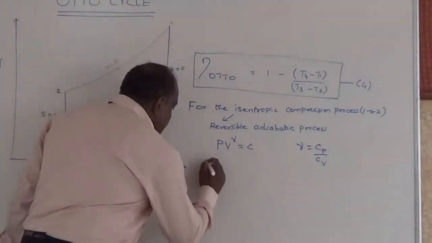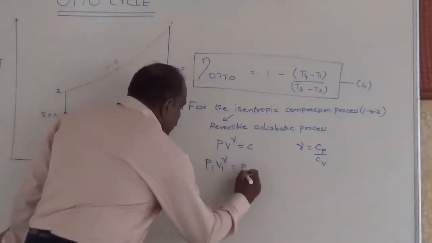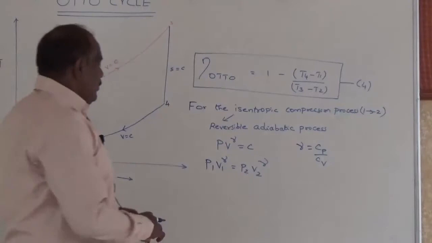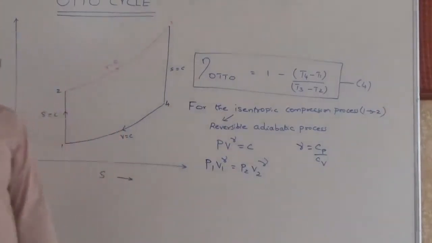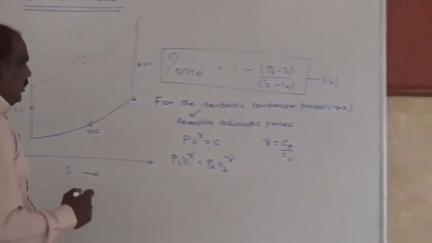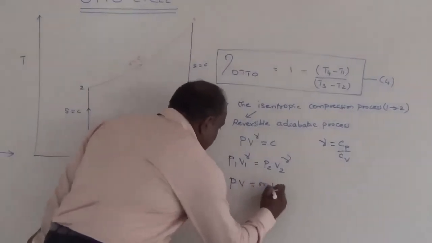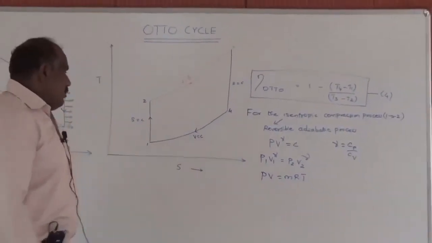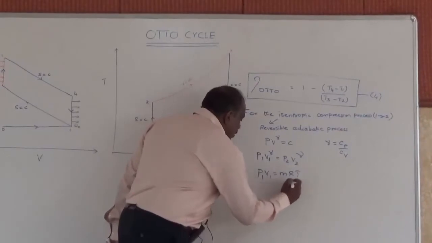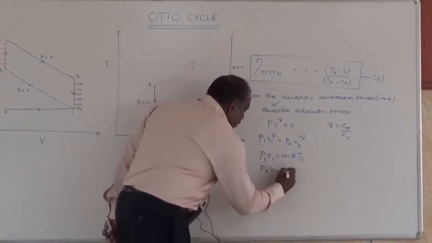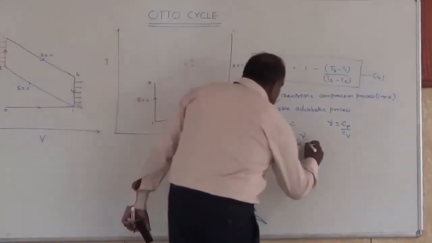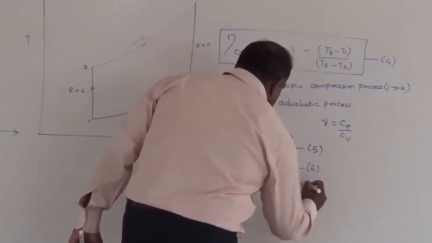Now the same can also hold good like this: P1 V1 power gamma equal to P2 V2 power gamma, since it is an adiabatic process. We also assume that the fluid mixture or the air mixture is an ideal gas, which means we can invoke the equation PV equal to mRT. And this equation can be applied for all these points, namely 1, 2, 3 and 4. So let me utilize it for points 1 and 2. P1 V1 equal to mRT1, P2 V2 equal to mRT2. Let this be equation number 5, this is 6, this is 7.